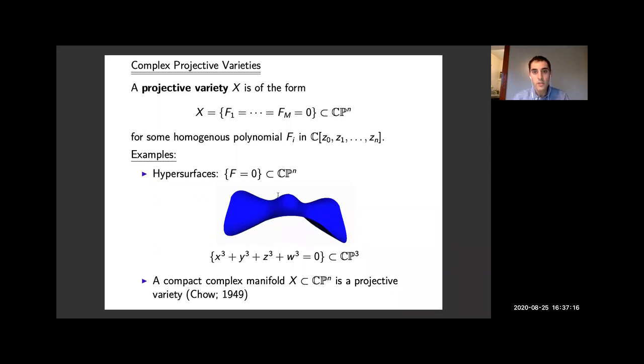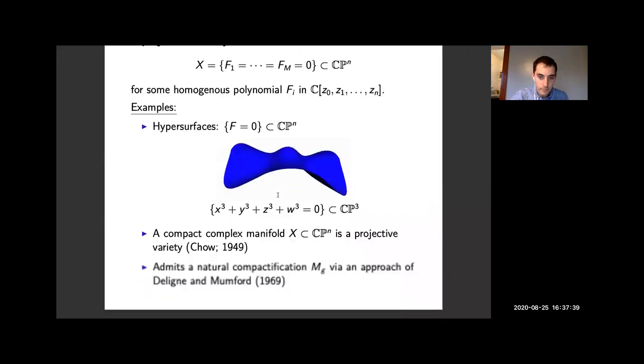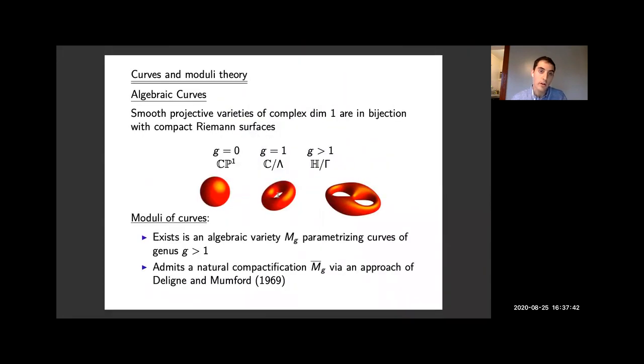What I want to be talking about is moduli theory in algebraic geometry. The idea is that we'd like to look at all algebraic varieties of a certain type and try to find some space that parametrizes them, and maybe show that that space has some nice properties. If you want to look at moduli theory, the first example that you should look at is going to be algebraic curves. An algebraic curve is just a smooth projective variety of complex dimension 1.